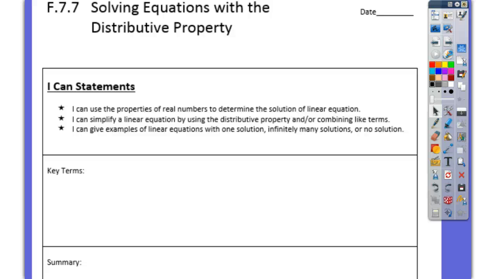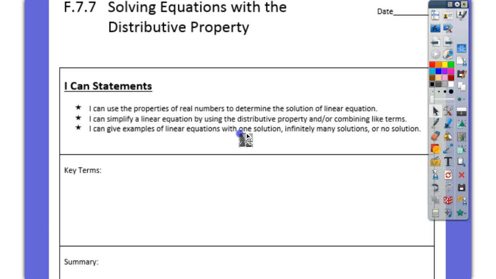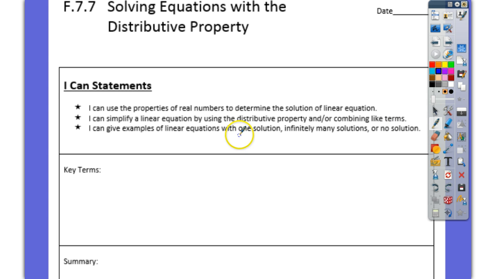Today we're going to be doing solving equations with the distributive property, 7.7. I can use the properties of real numbers to determine the solution of a linear equation. I can simplify by using the distributive property and or combining like terms. I can give examples of linear equations with one solution, infinitely many solutions, or no solution.